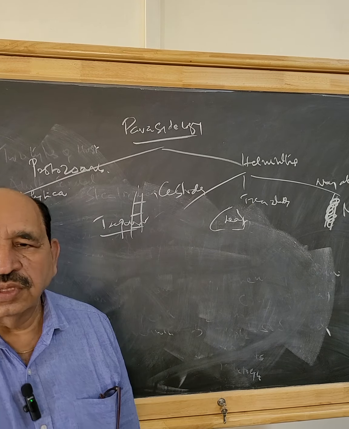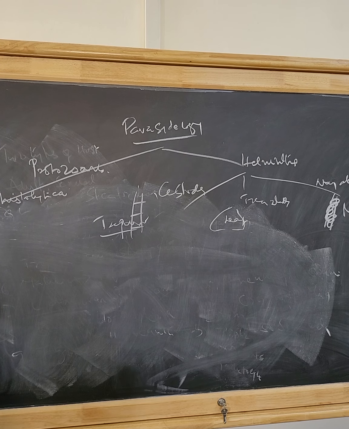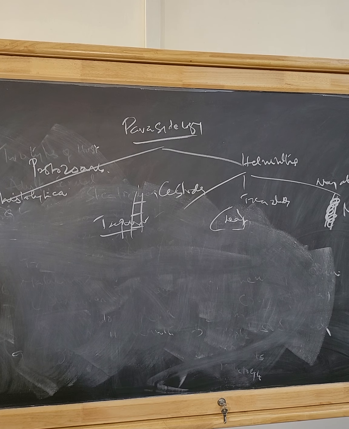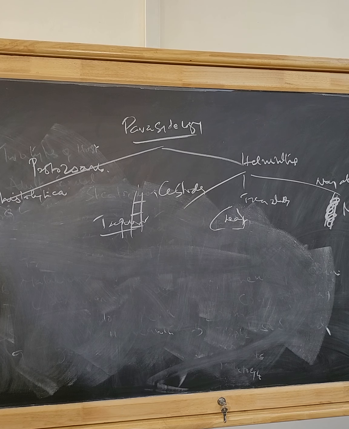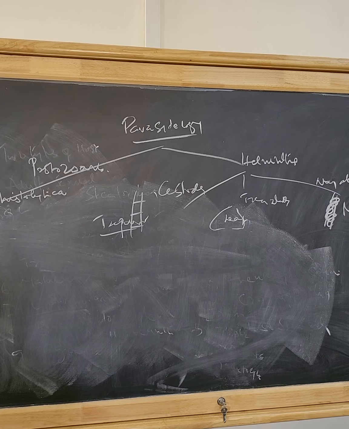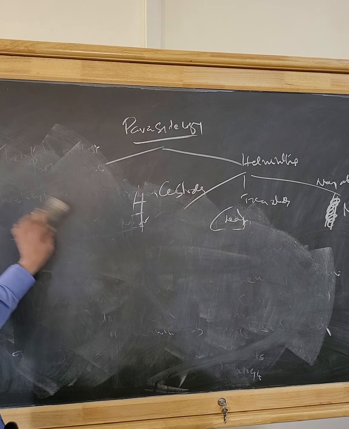Okay. Cestodes, trematodes, and nematodes. Cestodes are tapeworms. Trematodes are leaf-like worms. Nematodes are roundworms. Now we come to the cestodes.